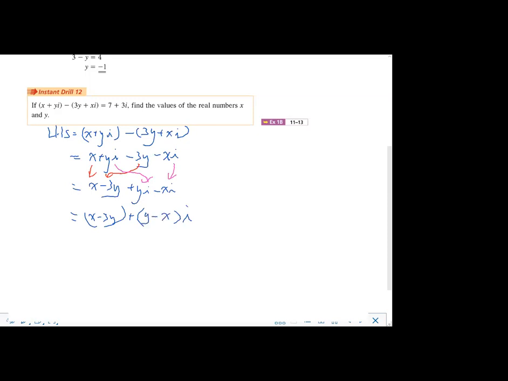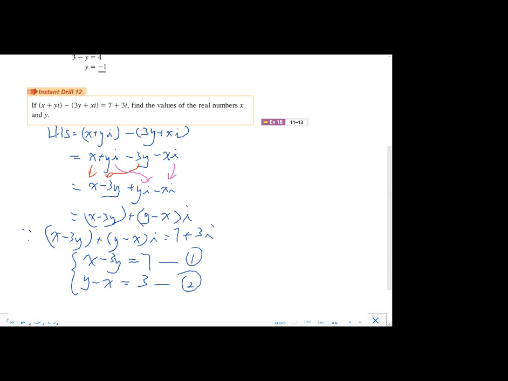Because x minus 3y plus y minus x times i is equal to 7 plus 3i, therefore we may say that their real parts, x minus 3y and 7, will be equal to each other, and label this to be equation 1. And their imaginary parts, y minus x, is equal to 3. Label it to be equation 2.